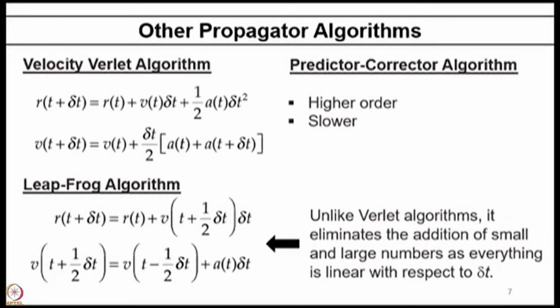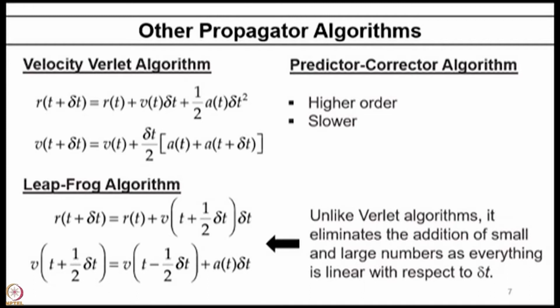and there is again a cleverness in putting the velocity term with delta t by 2. The whole idea is essentially to minimize the error of propagation. Then the leapfrog algorithm, another interesting thing where the position update is very easy. In both these, the calculation of the velocity is the tricky thing.